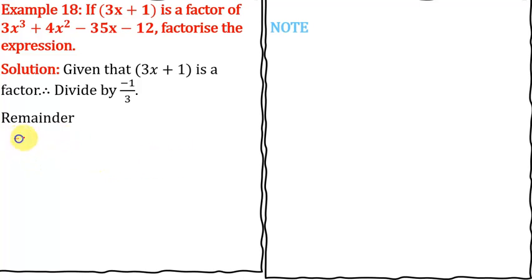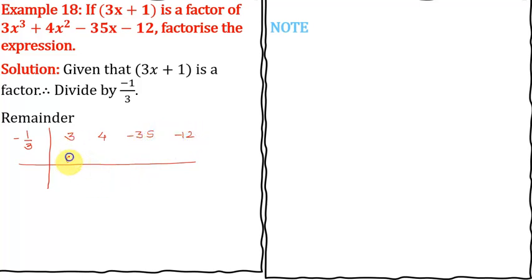Here is minus 1 upon 3. Again with the help of synthetic division, as this is the first factor. Now again the orders of x are in decreasing order, therefore their coefficients are 3, 4, minus 35 and minus 12.